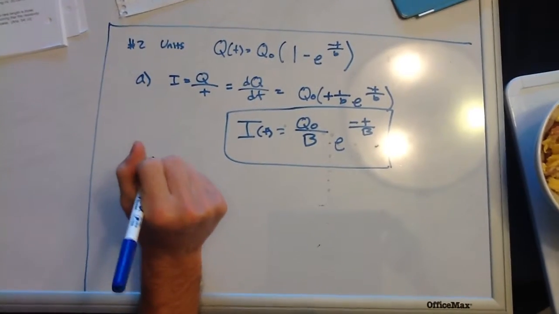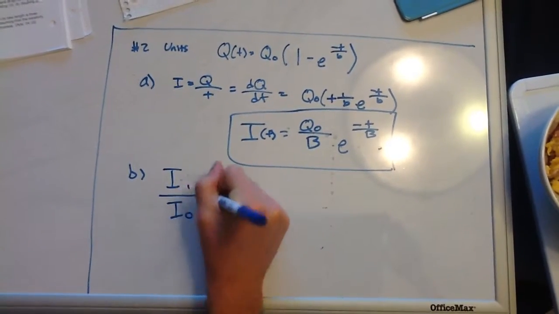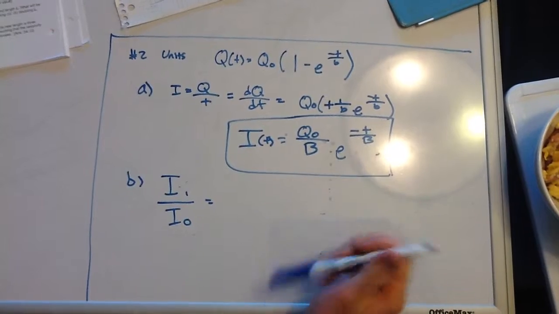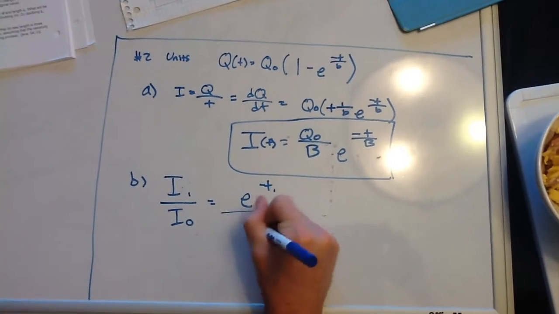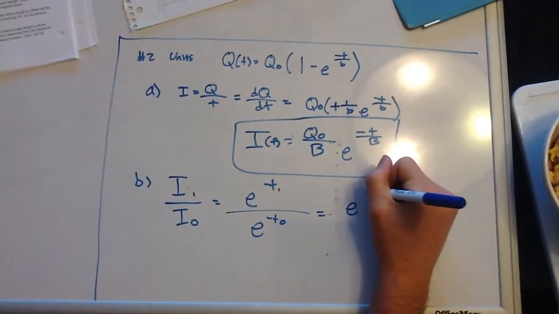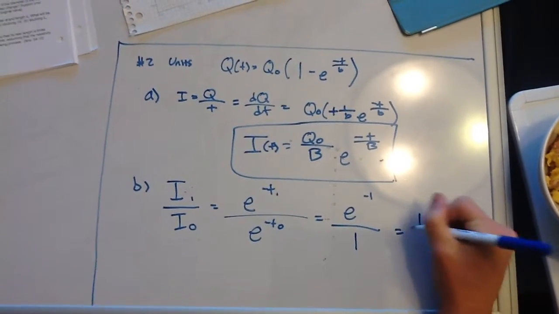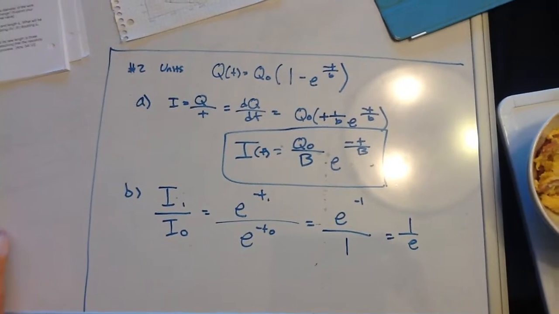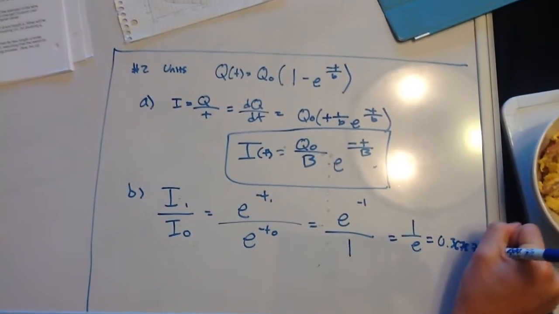Then part B: what is the ratio of the current at 1 second to the current at 0 seconds? So I1 over I0. Notice that Q naught is a constant that's given, and B is also a constant that's given. So e to the negative t subscript 1 over B, over e to the negative t subscript 0 over B. If you put this in, e to the negative 1 over e to the 0 is going to be 1, so then you have 1 over e, which is equal to 0.367879.